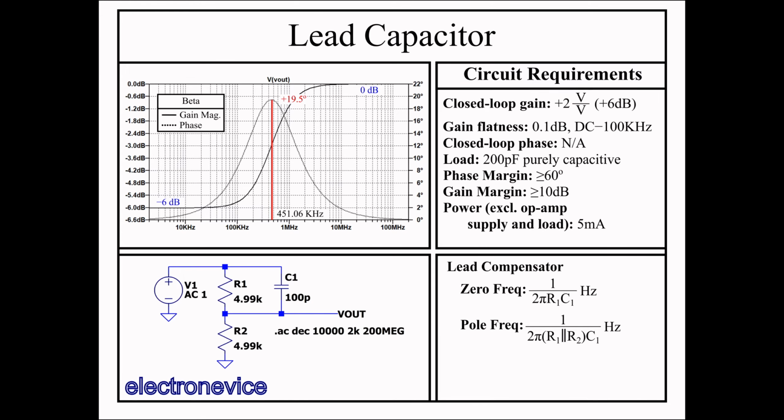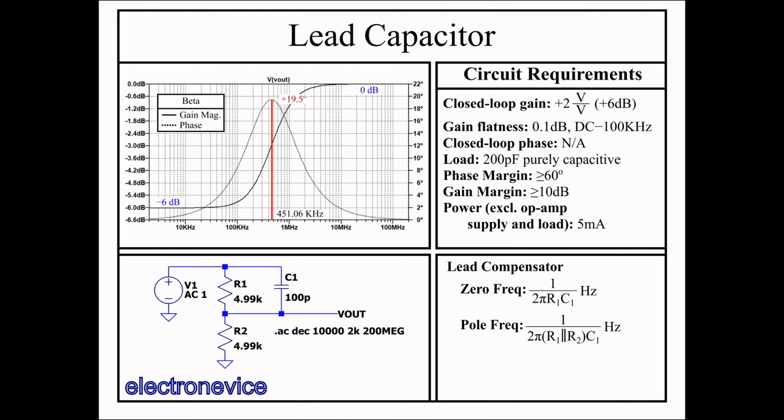Here's the feedback network in SPICE and the resulting Bode plot of the divider output using a 100 picofarad test capacitor. At low frequencies, the divider ratio is negative 6 dB, which is equal to 0.5 volts per volt, which is what we expect from this divider. At high frequencies, the gain is unity gain, or 0 dB, which makes sense since the capacitor is effectively shorted at high frequencies. The important piece of this is the phase.